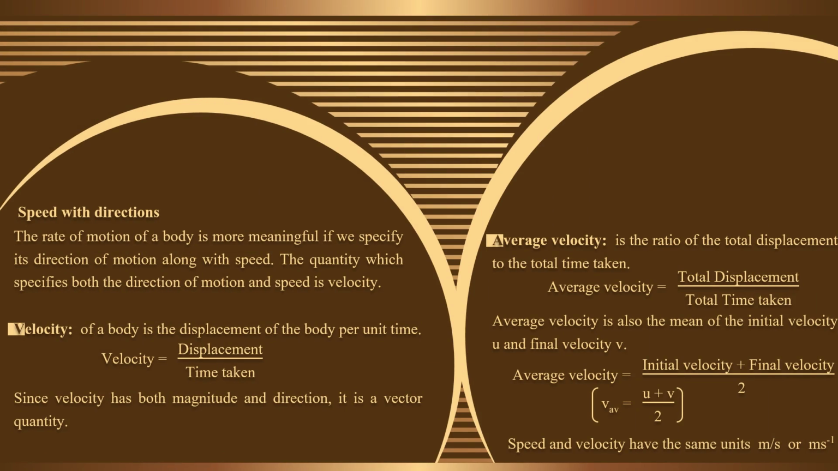Speed with direction. The speed of an object tells us how fast the object is moving. If the speed is known, one can calculate the distance traveled by the object in a given time interval. To get the position of the object at the end of the interval, one needs to know the direction in which the particle has moved.